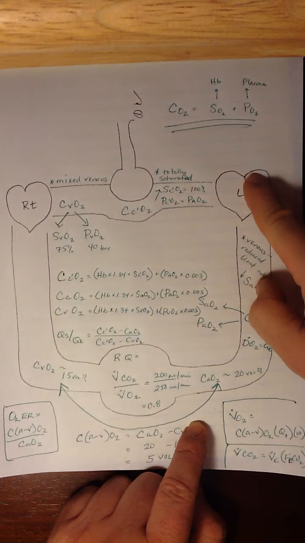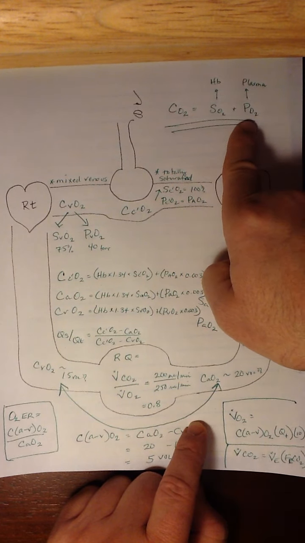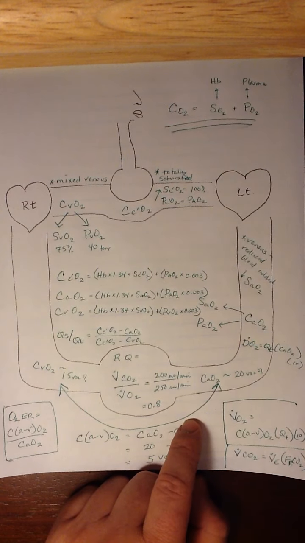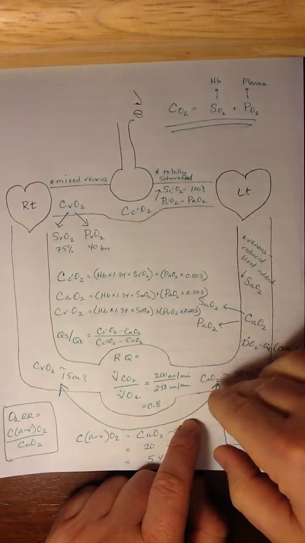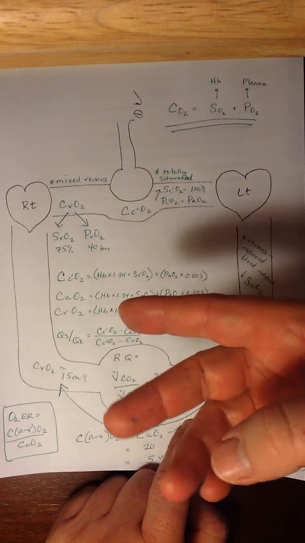So oxygen content is derived by taking the saturation on the hemoglobin as well as the partial pressure in the plasma. This is a lot of information, so I'm actually going to stop the lesson here and pick up with part 3.